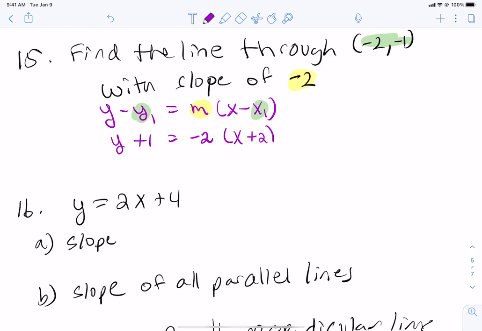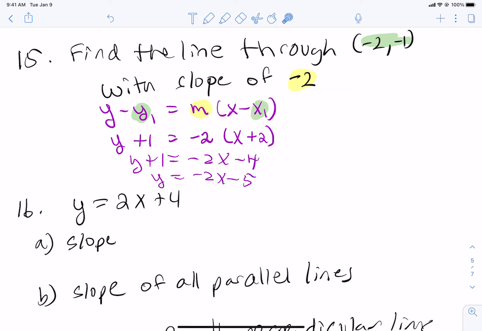Now, most of the time when they ask you to find the equation of a line, yes, that's the equation. But they don't want to keep it like that. They're going to want it to be y equals mx plus b. They're going to want it to look prettier. So let's practice those last few steps. Let's distribute the negative 2. We get y plus 1 equals negative 2x minus 4. And then let's subtract 1 from both sides to get y equals negative 2x minus 5.